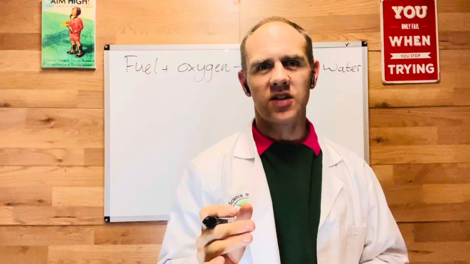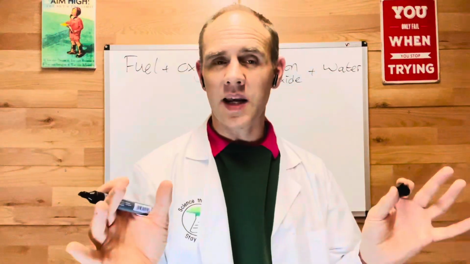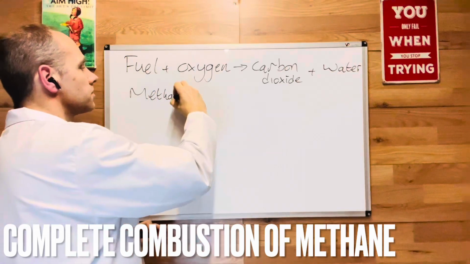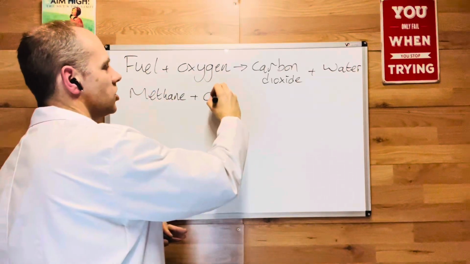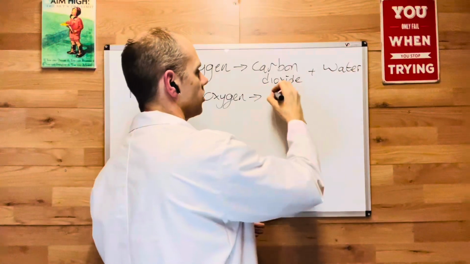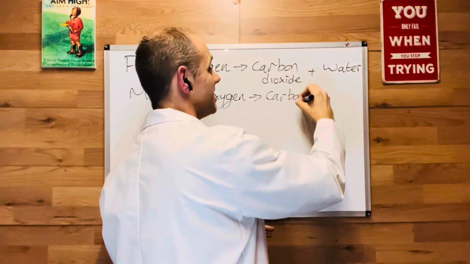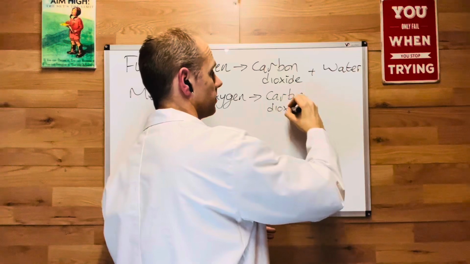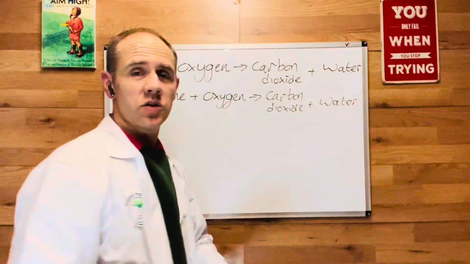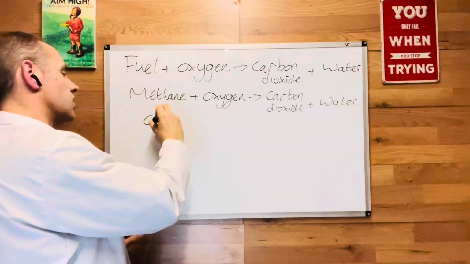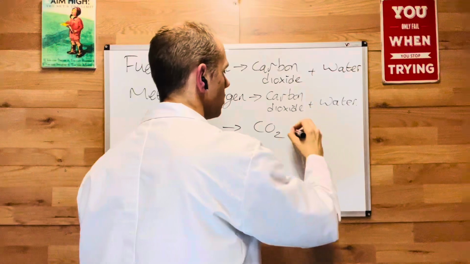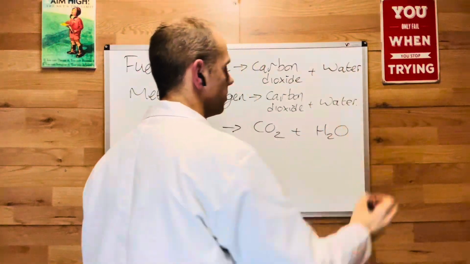So let's give an example of methane burning completely. So we've got methane. You're reacting it with oxygen, and you get carbon dioxide and you get water. Dead easy. Let's go to the chemical formulae. CH4 plus O2 gives CO2 plus H2O.